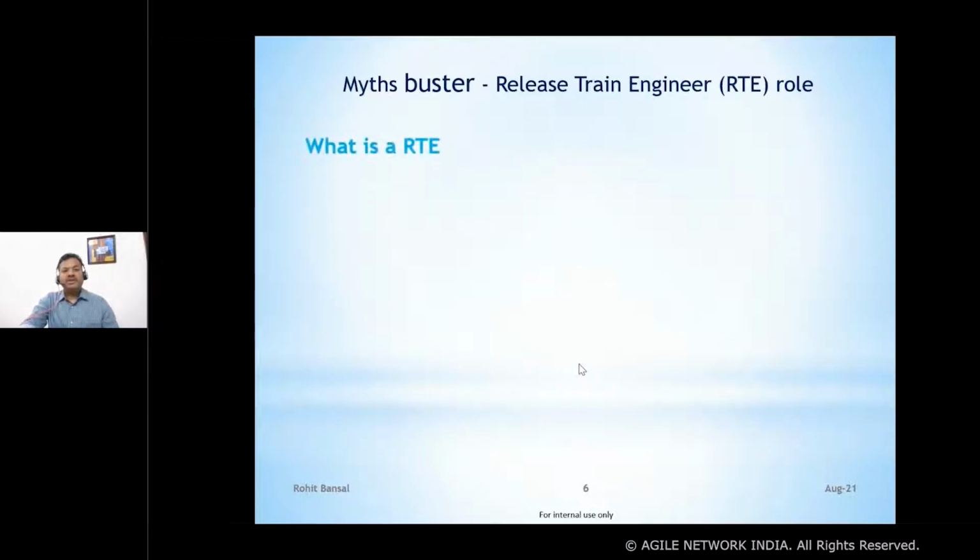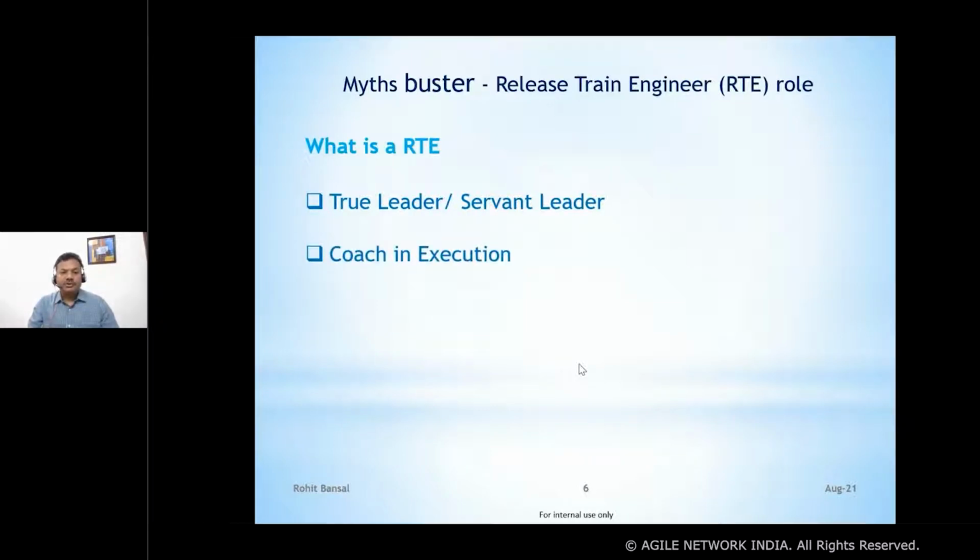So what is an RT? RT is a true leader and servant leader. We are going to cover this more. Coach in execution: RT not only plays the role of coach, but he or she also ensures the organization is moving in the right direction to deliver value to the customer in the shortest and sustainable lead time.